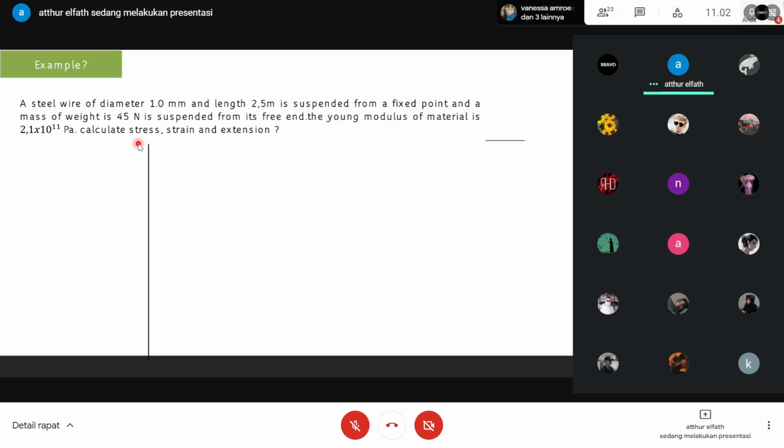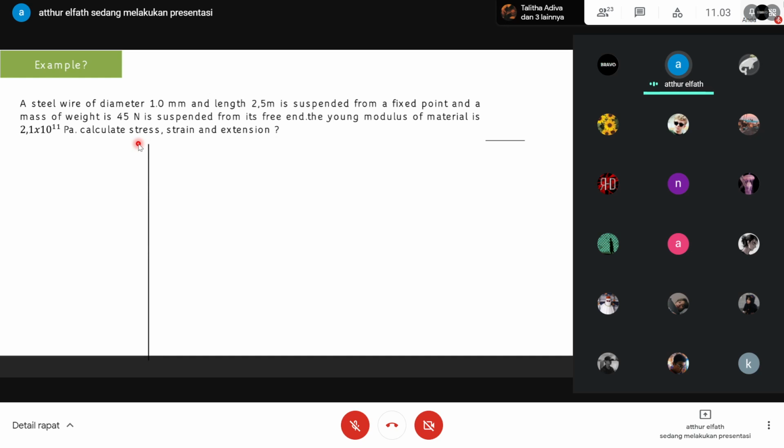Coba saya mau ke Raka. Raka udah belum nih? Belum selesai, Mister. Oke, saya mau ke Fahreza. Fahreza ada? Saya juga belum selesai, Mister. Belum selesai. Oke, kayaknya lebih baik kita bahas aja.